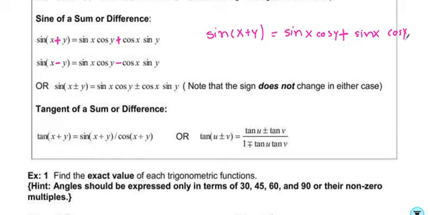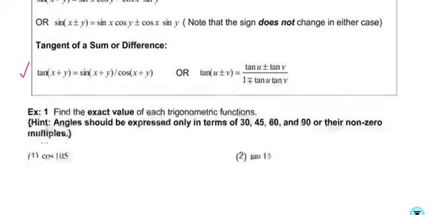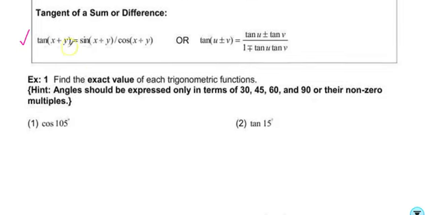Again, do not stress out about memorizing this formula. It will be given in the formula sheet. You just have to get familiar with it. The third one is for the tangent. Now notice the tangent formula, you can do it two different ways. We know that tangent theta is sine over cosine. So you can write it as a quotient of sine of x plus y divided by cosine of x plus y.